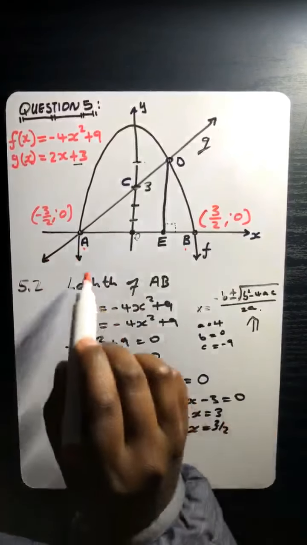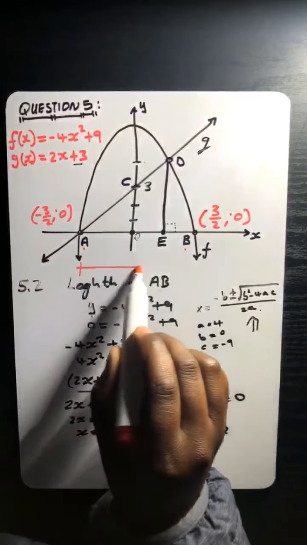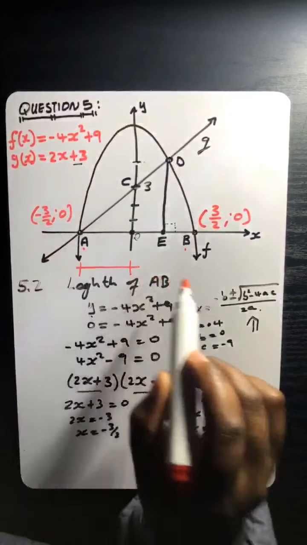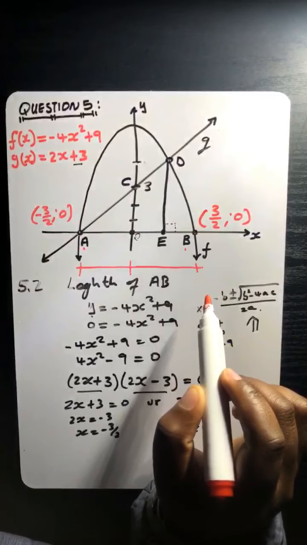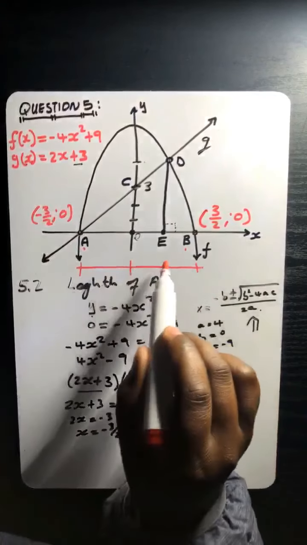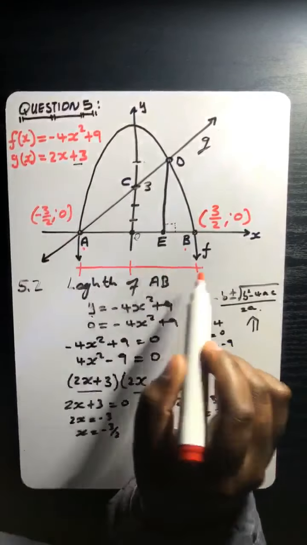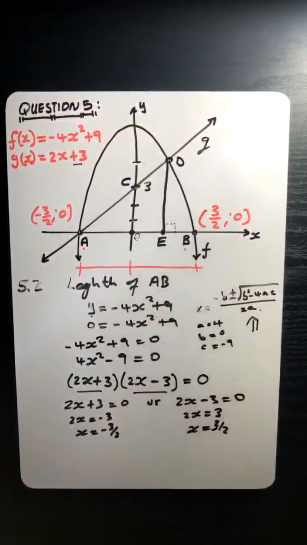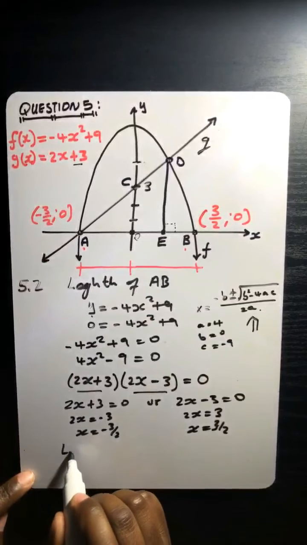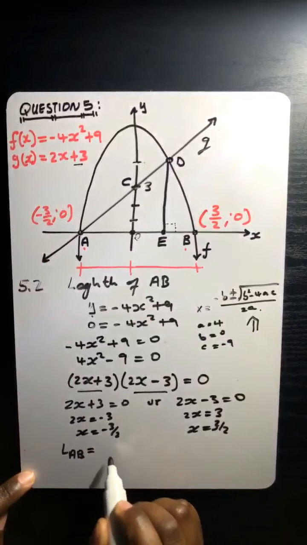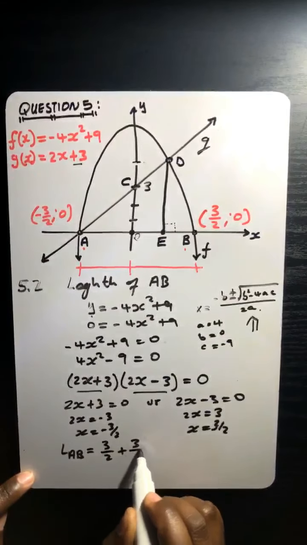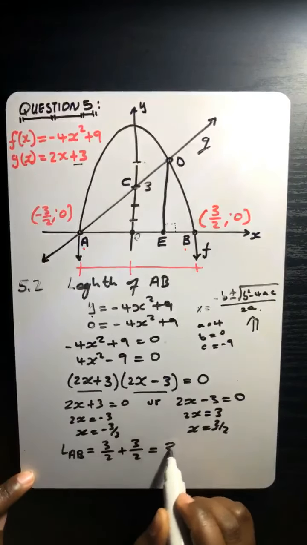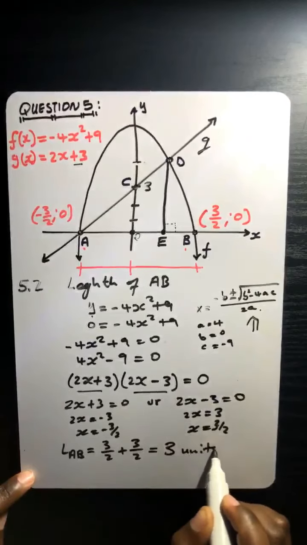So that means this length from A to there, it's actually 1.5. Also from there to there is 1.5. So 1.5 plus 1.5, it should be 3. So it's more like now, the length of AB is equals to 3 over 2 plus 3 over 2, which is equals to 3 units.